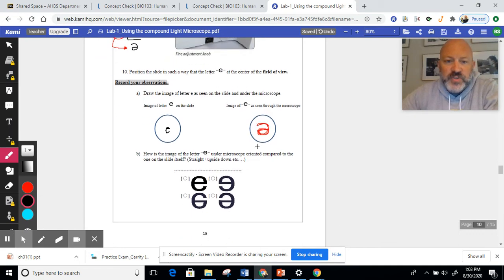So this is a multiple choice question. How is the image of the letter E under the microscope? Well, this is the one right here. This is the choice we would go with, this one. This is what it would look like if we put it on looking like that. So 3 changes. The image is reversed, it's flipped upside down, and then it's bigger.